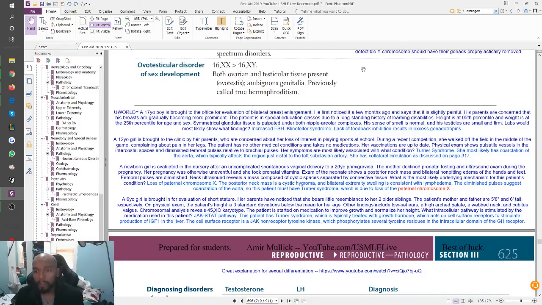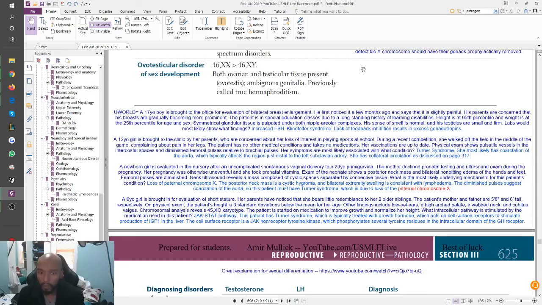During a recent competition, she walked off the field in the middle of the game, complaining about pain in her legs, right? So some sort of possible intermittent claudication. The patient has no other medical conditions and takes no medications. Vaccinations are up to date. Physical exam shows pulsatile vessels in the intercostal spaces and diminished femoral pulses relative to brachial pulses, right?